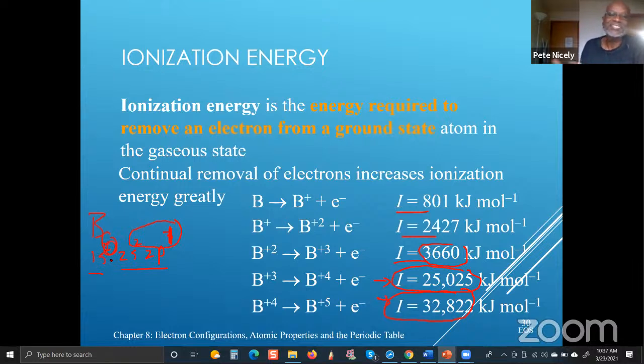So we can understand how the ionization energy trends for one atom varies based on the electron configuration of the atom, all right, based on the arrangement in the shells and the subshells.